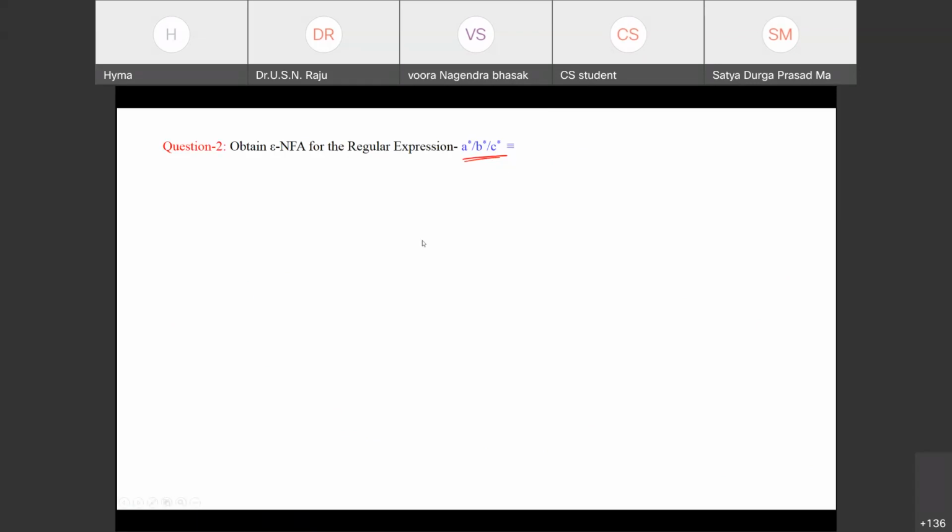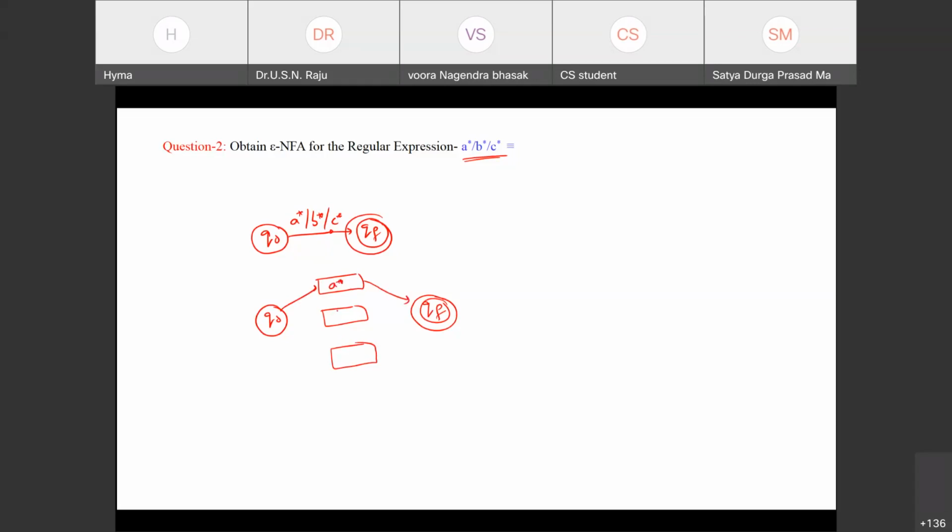Okay, now A star or B star or C star. You start like this, Q naught to QF. It is going to be A star or B star or C star. After that, Q naught to QF, A or B or C. So M1 you write here, M2 and M3. What is M1? For A star, this is for B star, and this is for C star.